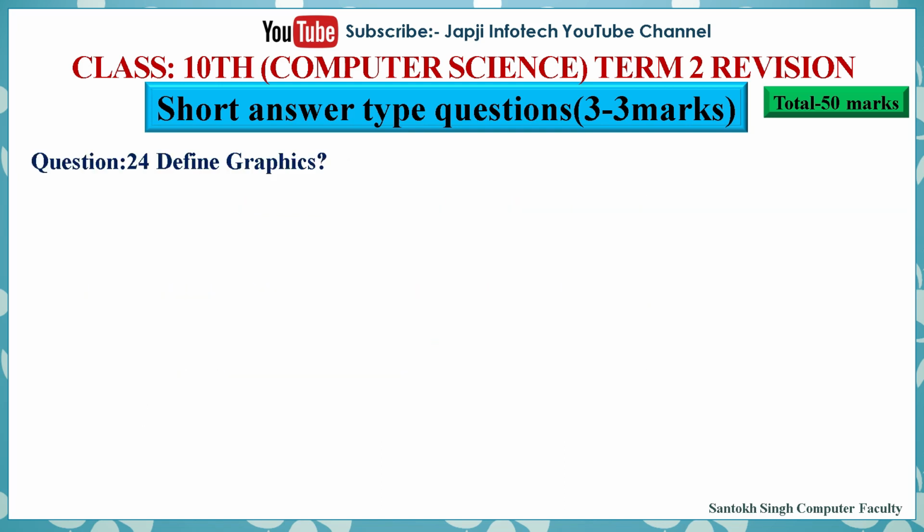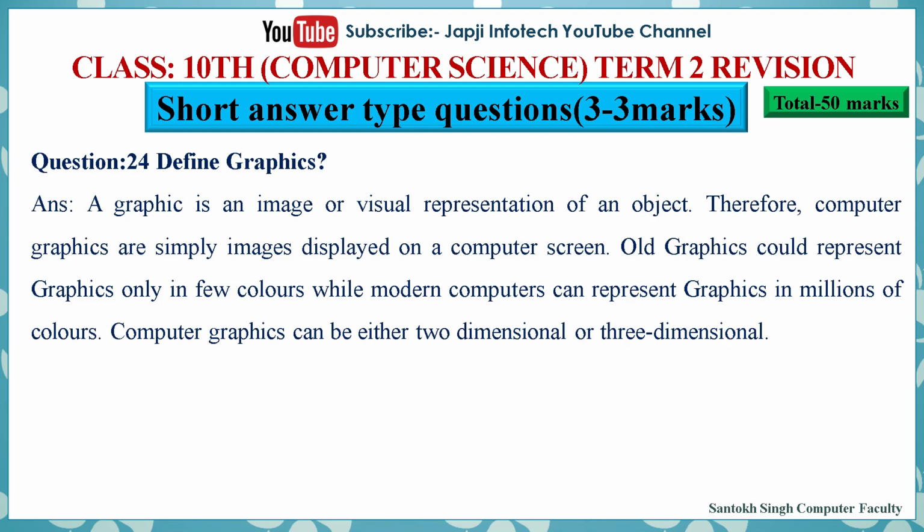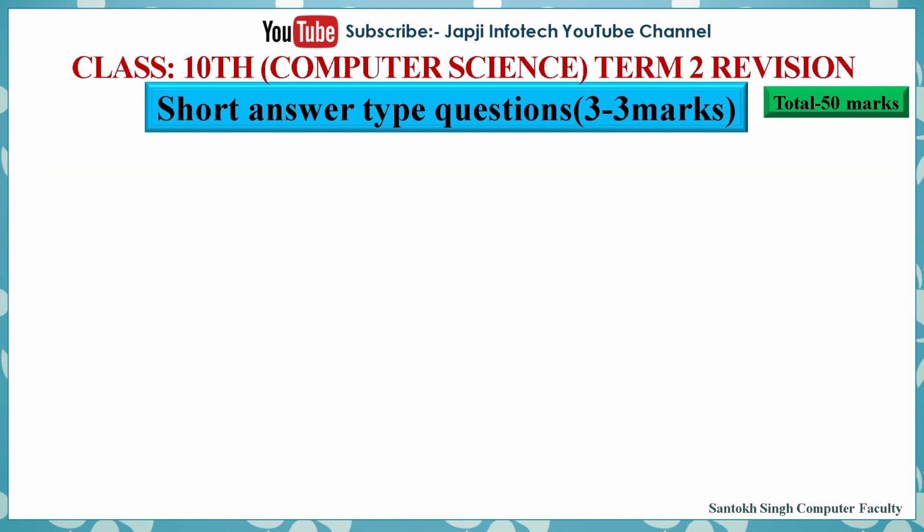And 24th one is, define graphics. A graphic is an image or visual representation of an object. Therefore, computer graphics are simply images displayed on a computer screen. Old graphics could represent graphics only in a few colors, while modern computers can represent graphics in millions of colors. So computer graphics can be either 2-dimensional or 3-dimensional.